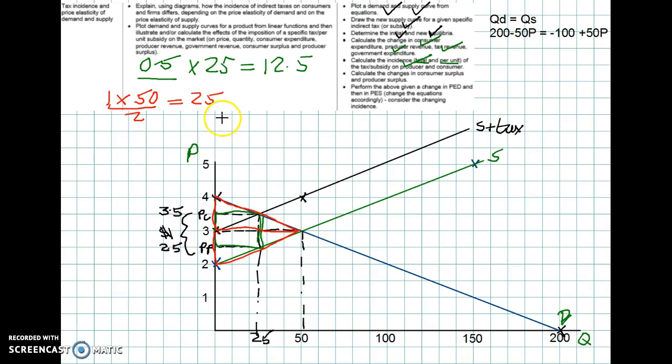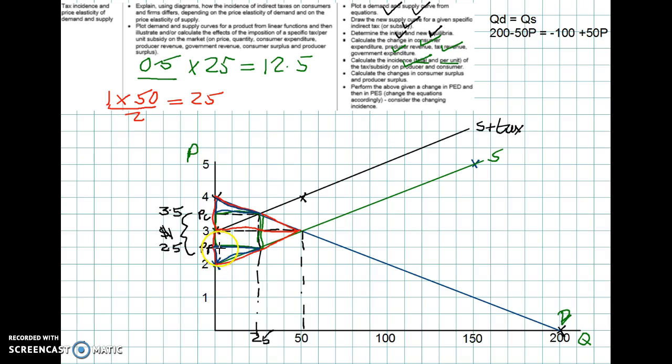So now, where do we look now? I'm going to change this to blue. So what does the new consumer surplus look like? Well, it's everything above the price, so everything above PC and below the demand curve. So this is the new consumer surplus, and everything below the price, so below the producer price this time, is the producer surplus.